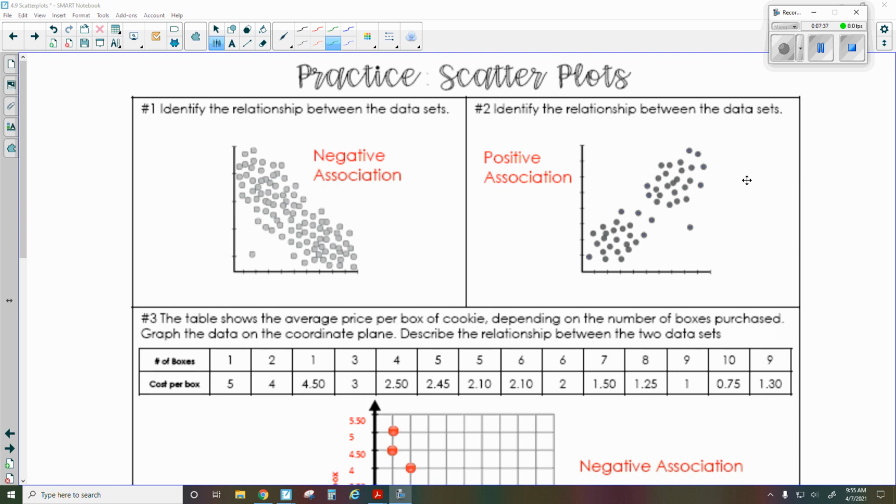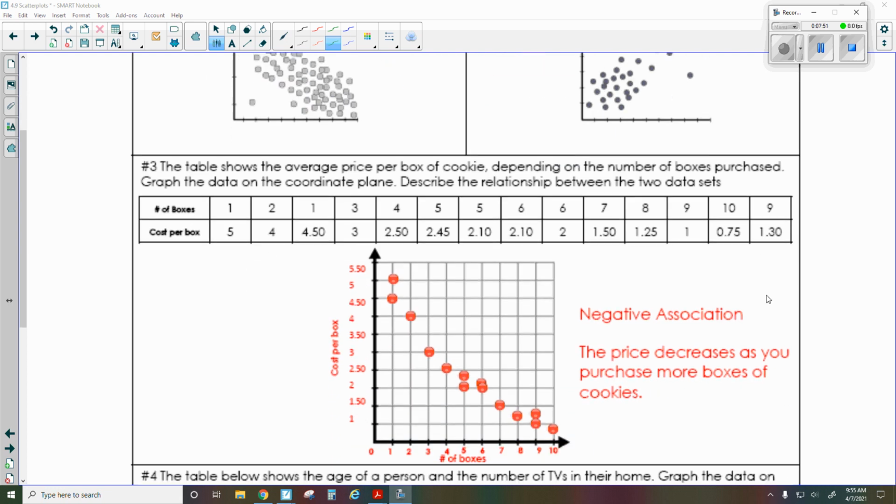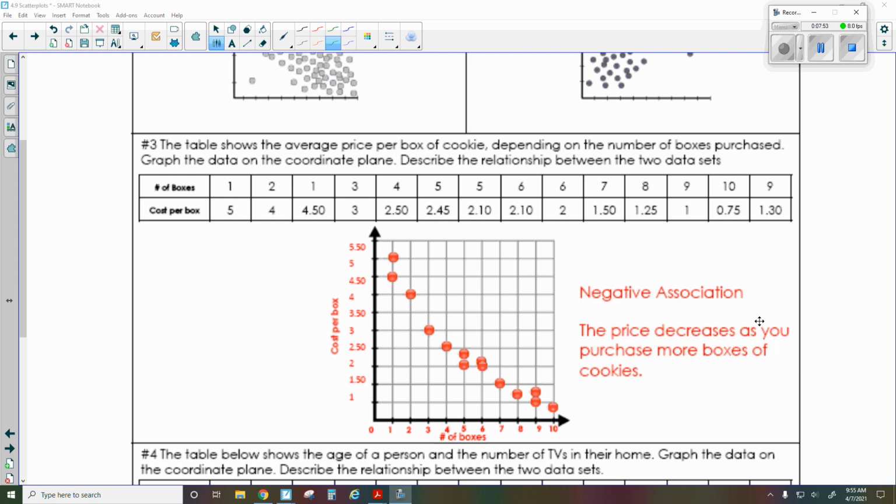All right, let's go ahead and check your work. Number 1 is a negative association because your ordered pairs are decreasing here. And then a positive, you can see that they're going up. Number 3, when you plot the ordered pairs, number of boxes and the cost per box, this does show a negative association. So what does this mean? The price decreases, right, as you purchase more boxes of cookies, right? Or the more boxes of cookies you purchase, the cost decreases.